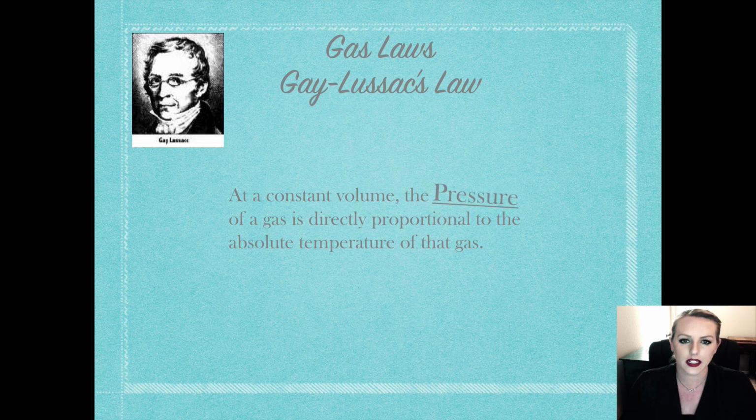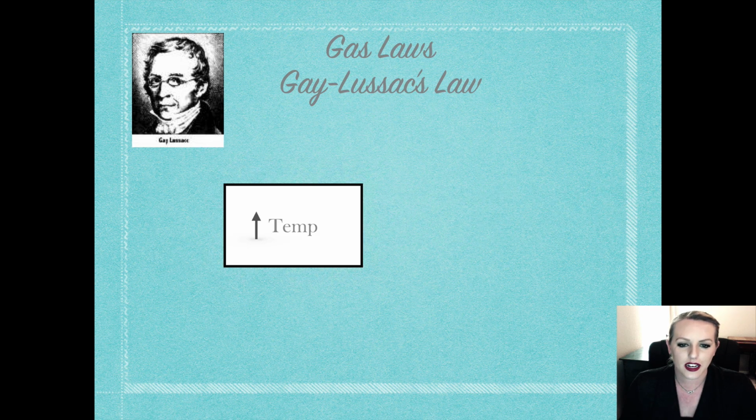So moving on to Gay-Lussac's law. This law says that at a constant volume, the pressure of a gas is directly proportional to the absolute temperature of that gas. The pressure. This one is taking Charles' law and putting it into a fixed container, like our O2 tanks.